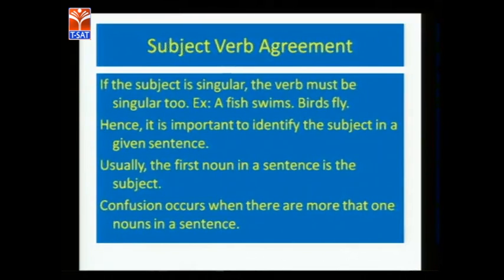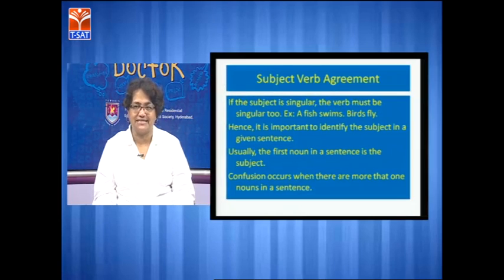For example, a boy plays cricket, a girl watches TV, or you can even say the boys play cricket and girls watch TV. Okay, so as you can see from the example, a fish swims, because fish here is being used as a singular, a fish swims. But the next sentence, which is birds fly, means there are a lot of birds, not just one bird, so the birds fly.